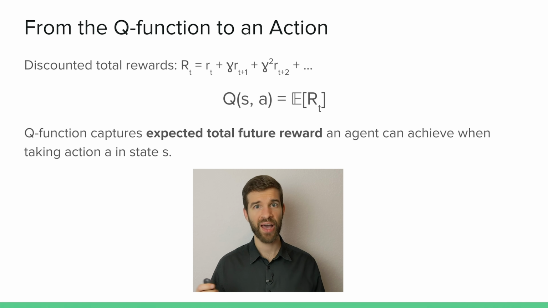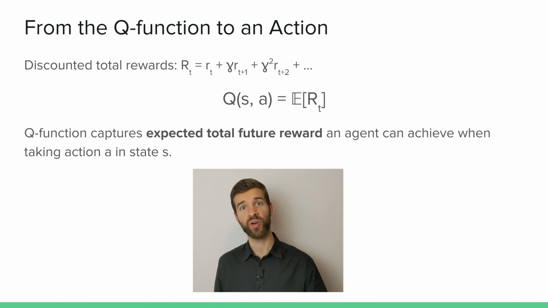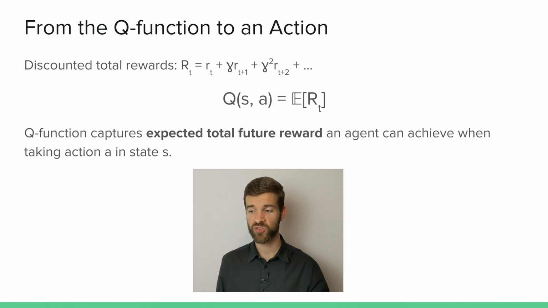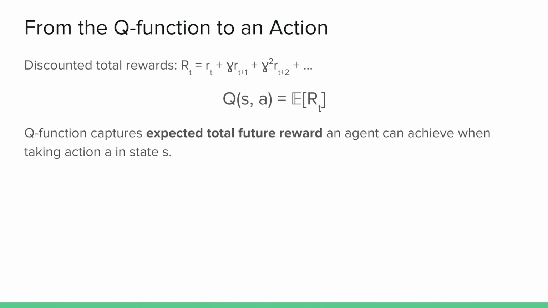If you can magically come up with a Q function for your problem, how would you get from that Q function, which says a particular action in the state gives the highest reward, to that action? Given the discounted total reward, the Q function captures the expected total future rewards an agent can achieve when taking an action A in state S. So it's the expectation of this total discounted reward.